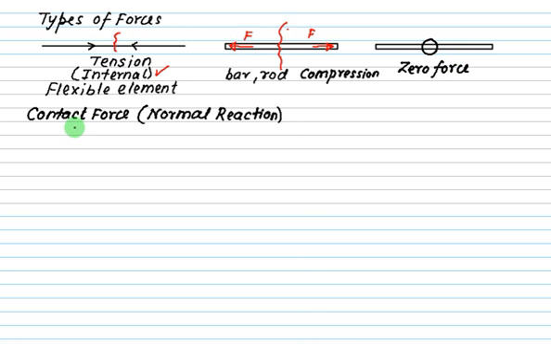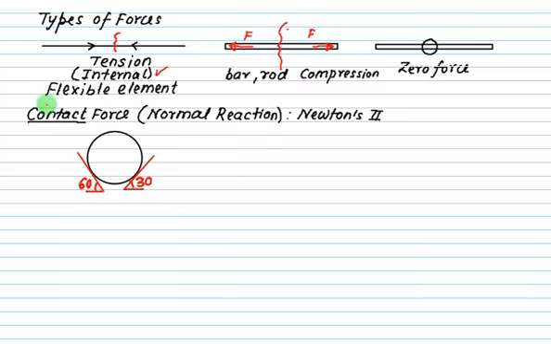So contact force or normal reaction. First of all, what is contact? Whenever two bodies come in contact, we call it a contact force. And secondly, it is called normal reaction because it always acts on a plane, perpendicular to the plane which is at contact. So that is why it is called normal reaction, and it is based on Newton's third law. Action and reaction are always equal and opposite.